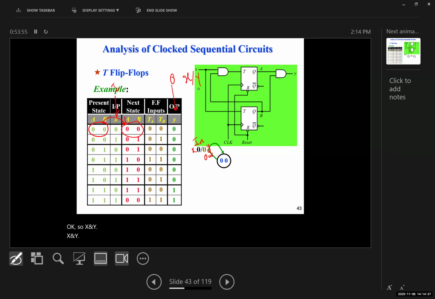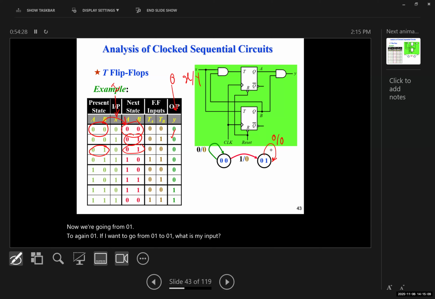Now for the next one, I'm going from 0, 0 to 0, 1. What is my input? My input is 1. My output is 0. So input of 1, output of 0. Now we're going from 0, 1 to again 0, 1. If I want to go from 0, 1 to 0, 1, what is my input? What is my output? 0.